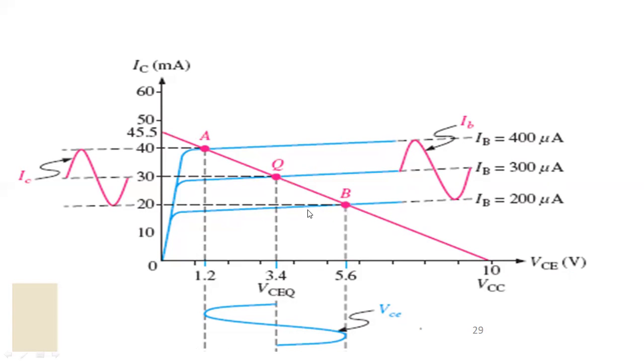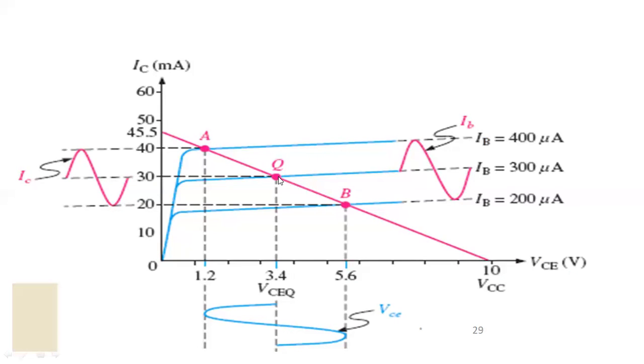So whatever the IB current that has been applied, similarly IC is going to vary. We need that IC value to be present between point A and B. Similarly, VCE should be present between A and B. So this value is going to vary within the segment A to B, and we call that point the Q point, the Q set point.